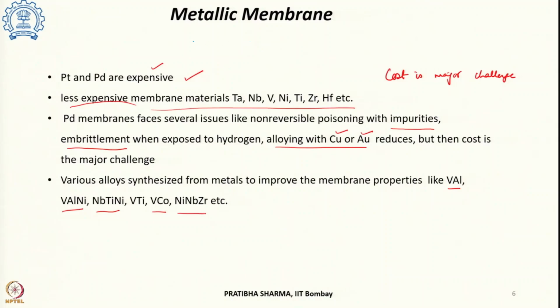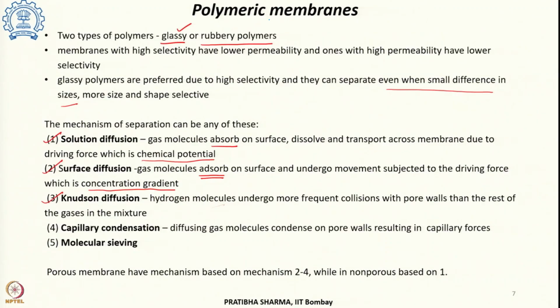And other metallic membranes like platinum can also be used, but platinum and palladium are very expensive materials. That's why other less expensive membrane materials such as nickel, vanadium, titanium, zirconium, Hf can be used. These are the less expensive materials, but combinations of expensive and inexpensive materials can also be used as metallic membrane material. Okay, next is the polymeric membrane. This is very important.